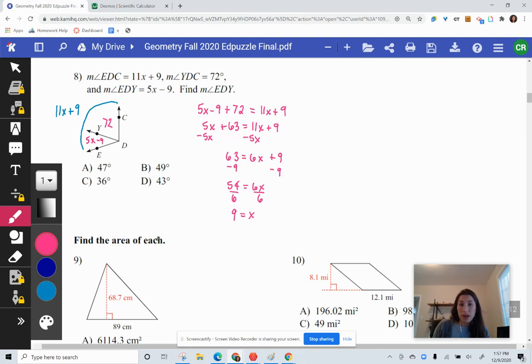But we're not solving for x, we're solving for EDY. And EDY is 5x minus 9. So we're going to need to do 5 multiplied with x, minus 9. So that's going to be 45 minus 9, which is 36 degrees.